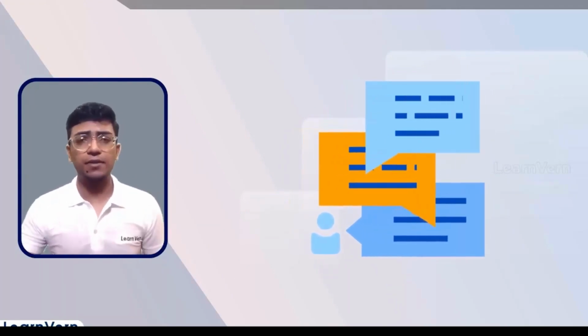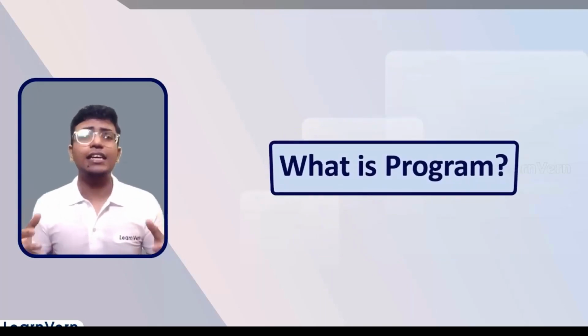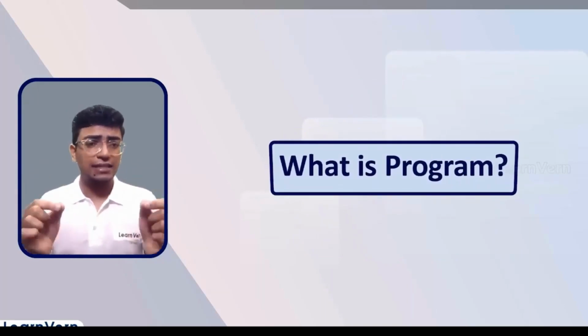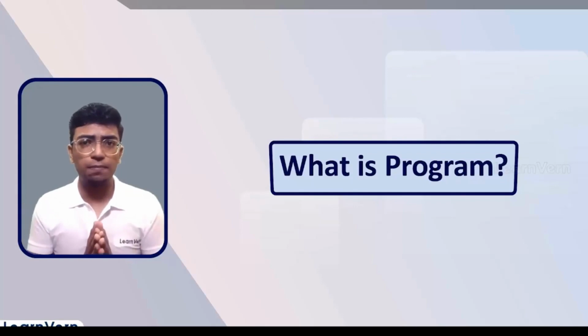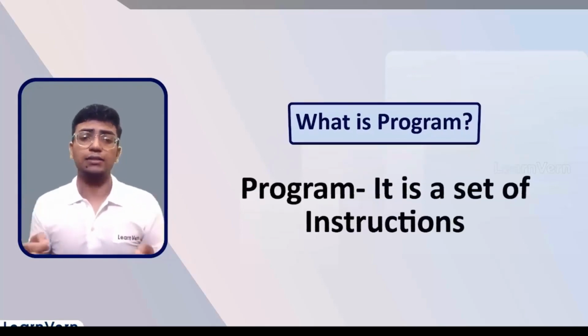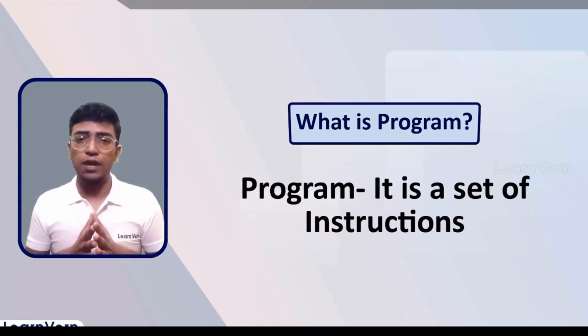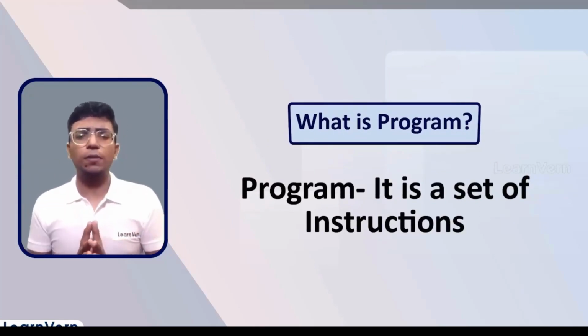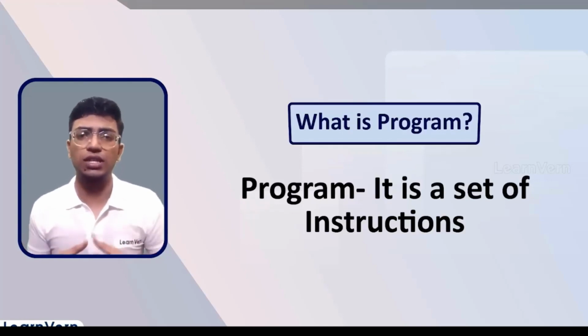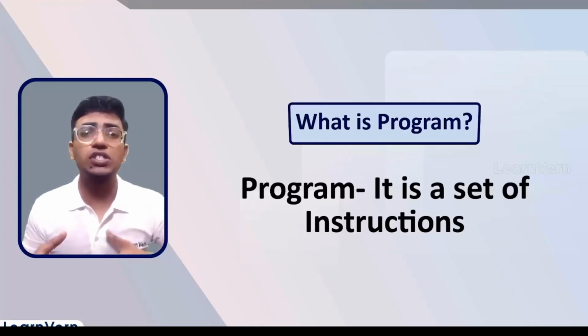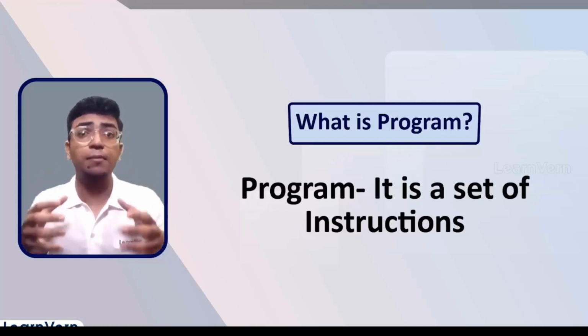So first of all, we will see what exactly a program is. Here we can see a simple definition which says that it is a set of instructions. This is a definition of four to five words of a program. From this, we understand that any set of instructions, like when we have given someone instructions, that set of instructions will be called a program.